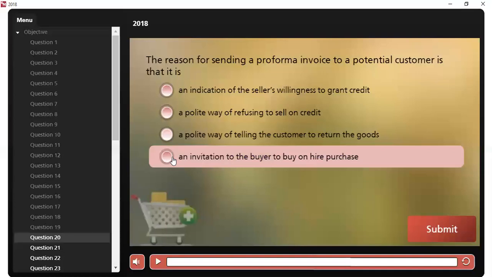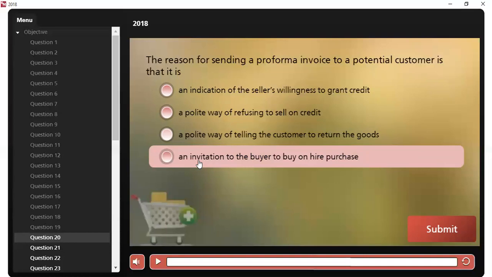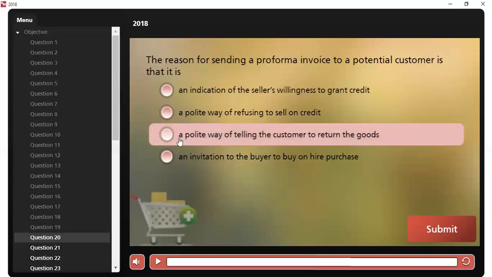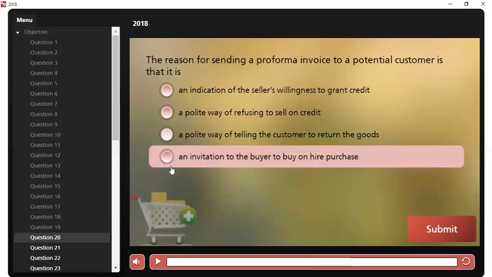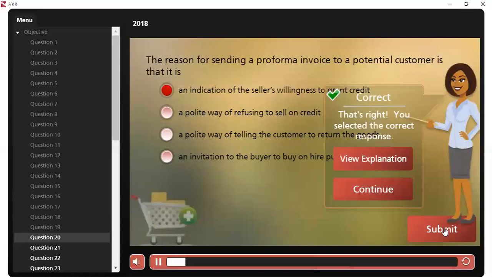Now, I want you to know that a pro forma invoice is a document which shows or indicates the readiness of a seller to sell on credit to a potential customer. Okay? So it has to be A, an indication of the seller's willingness to grant credit, based on the definition of pro forma invoice.